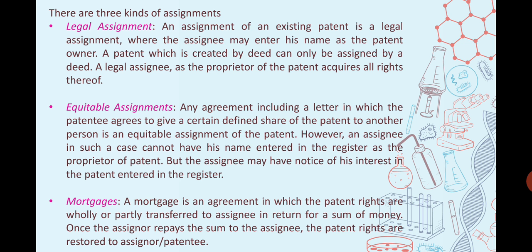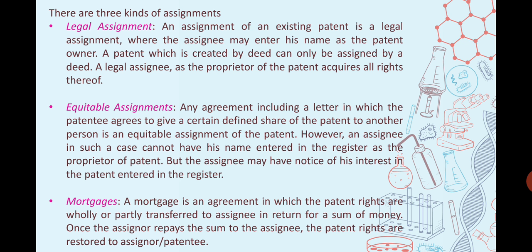So in case of mortgage, it is an agreement in which the patent rights are fully or partially transferred to the assignee in return for a sum of money. That means in return for the loan which the patent holder has taken. Once the assignor, that means the patent holder, repays the entire amount to the assignee, the patent rights are restored to the assignor or patentee. This is there just because a patent is also considered to be transferable property.